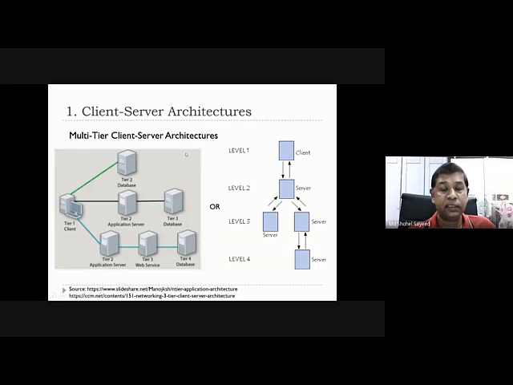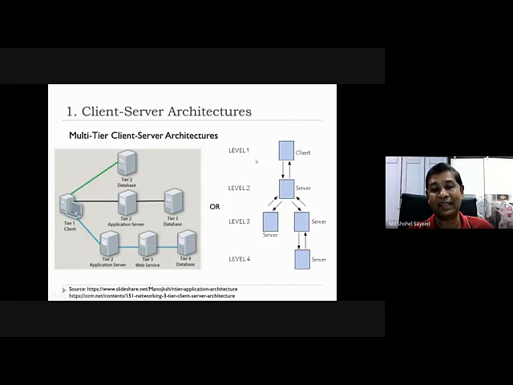Okay, now look at this picture, multi-tier client server architecture. So this is the first one, the tier 1 client, tier 2 database, tier 2 application server, and then it comes to tier 3. So this is the tier 3 database server and the tier 3 web server, and the tier 4 again connected with the database server.